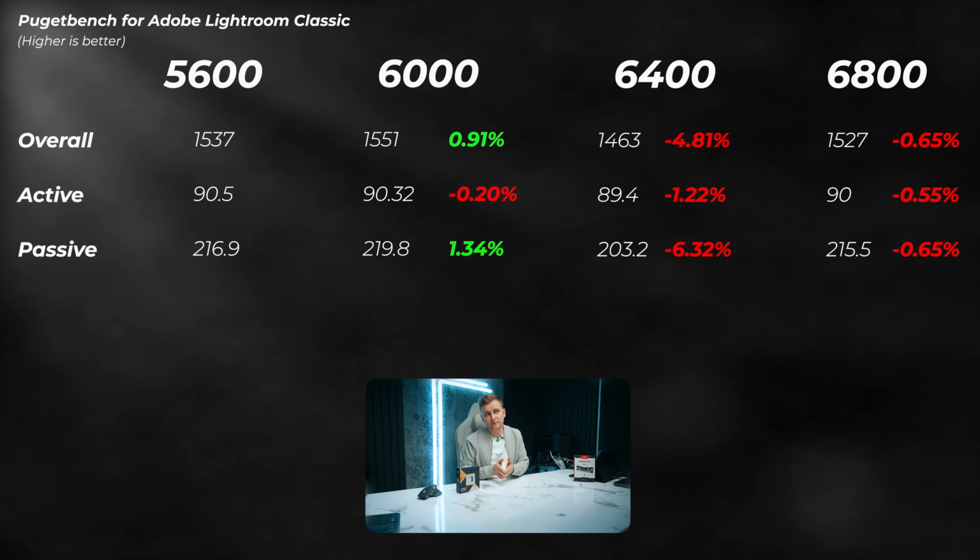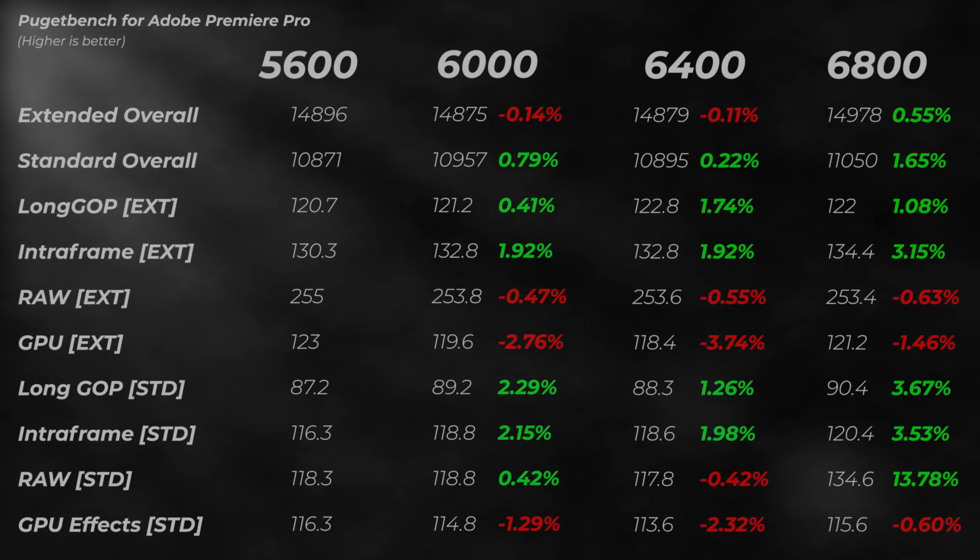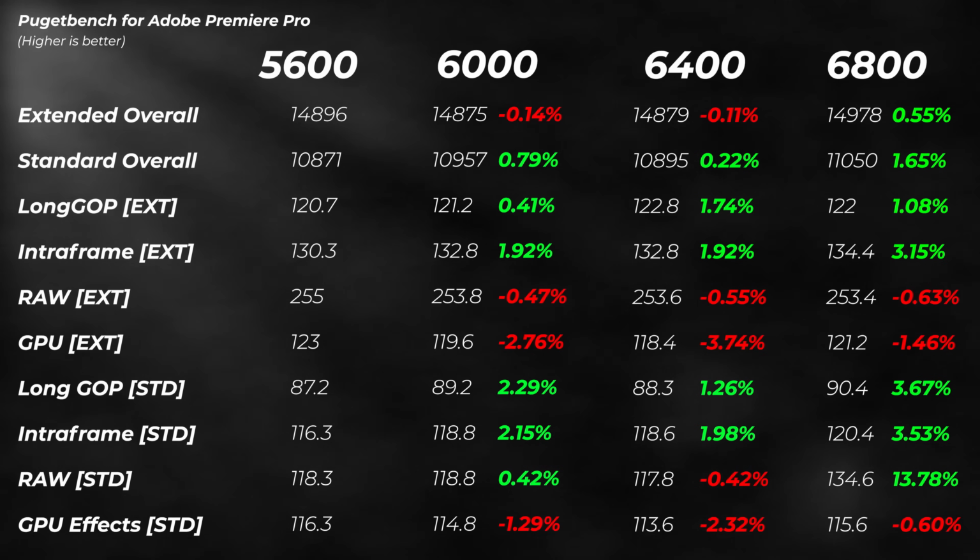Should you buy faster RAM for Lightroom Classic? Probably not. What about video editing? In Adobe Premiere Pro, moving on to 6000 megahertz, again, we're within 1% of each other. Look, the biggest difference is GPU effects, which is about 2.7% slower, but again, within margin of error really. The 6400 megatransfers per second is again the same, not that big of a difference.